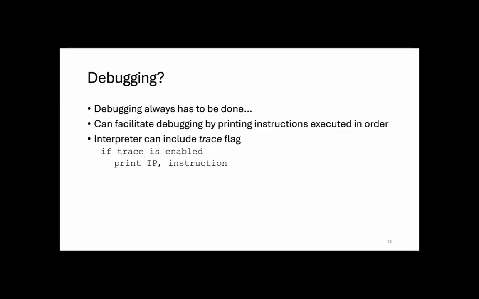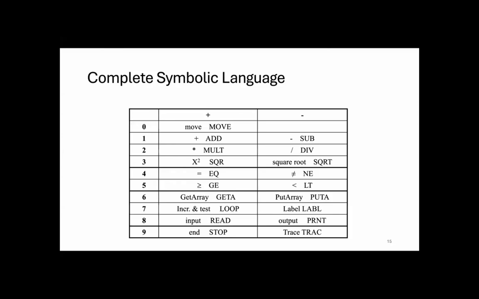So the interpreter can include a trace flag. If trace is enabled, then print the instruction pointer and print the instruction, so you can actually know the sequence of execution. If there is an if condition and you jump to a location, you know that the instruction pointer changed and that you're executing a different instruction.